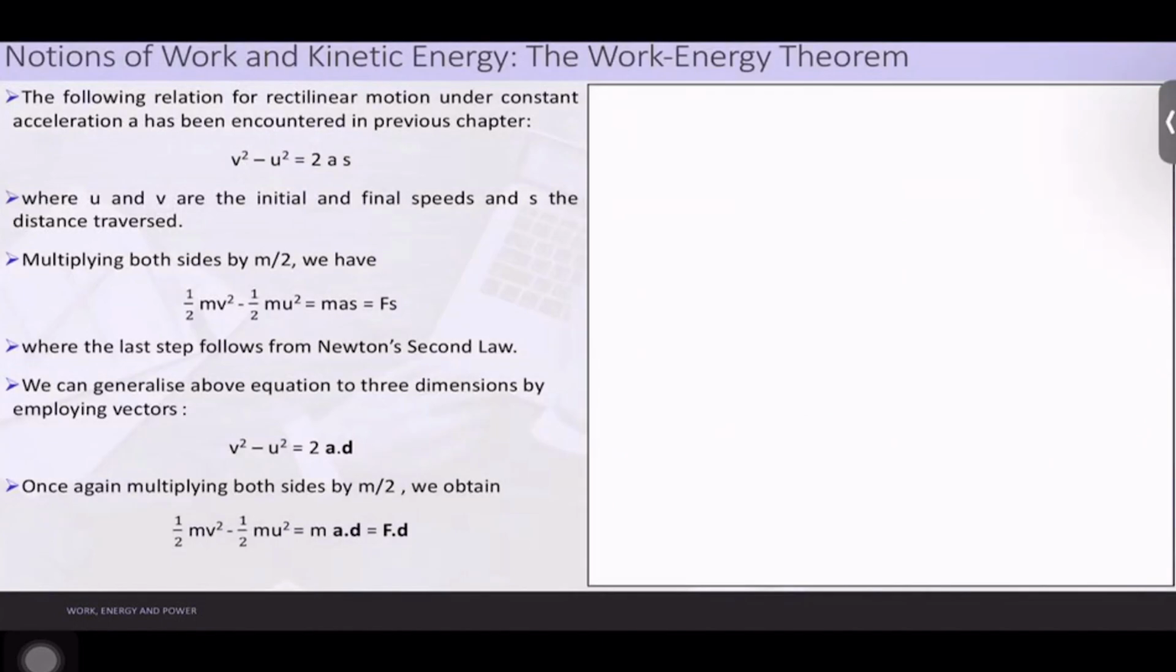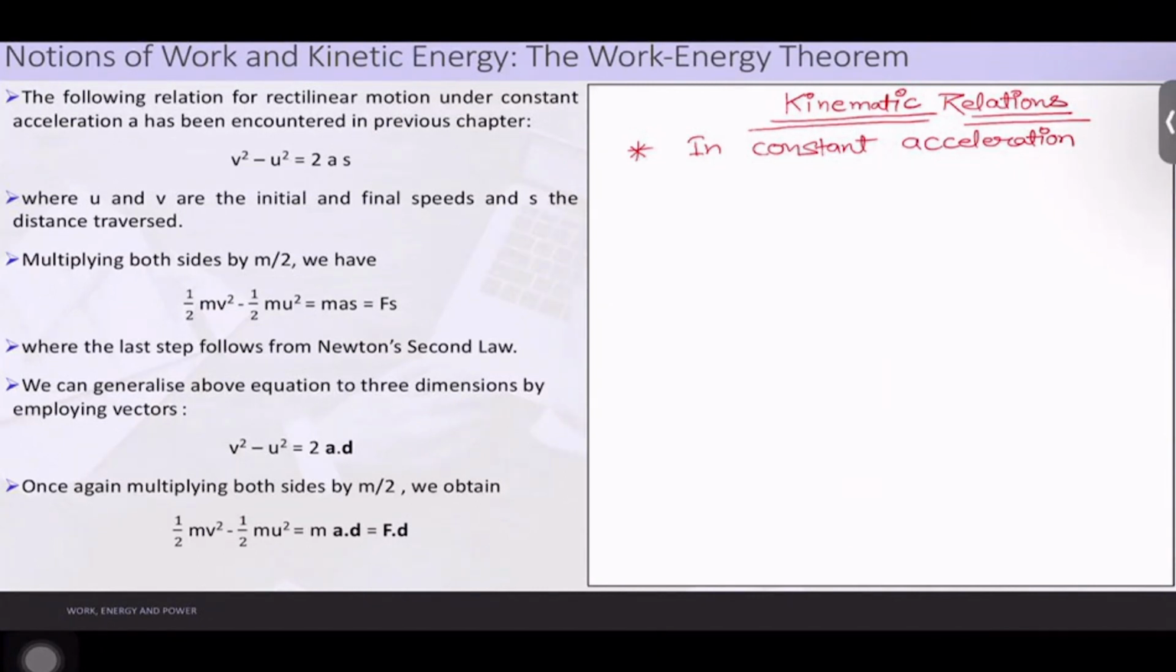Fine. So first of all, a revision of the motion in a plane. We understood different kinematic relations. If you remember correctly, please try to recall these kinematic relations while I explain here. The point to be noted is that kinematic relations are only and only valid for constant acceleration. So if the acceleration is constant, then only we can write these kinematic relations.